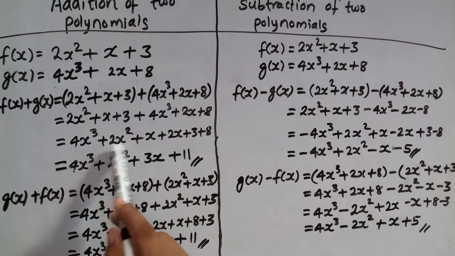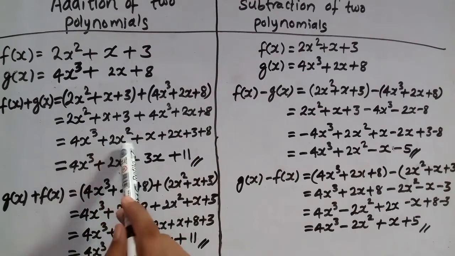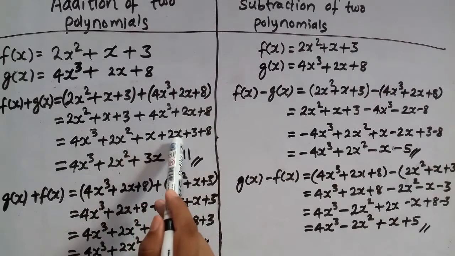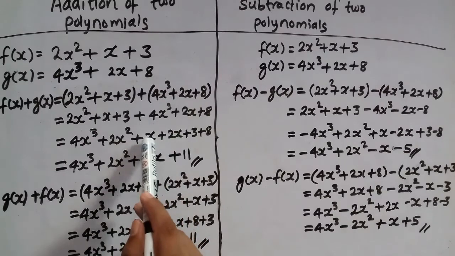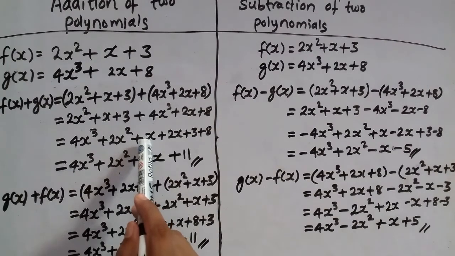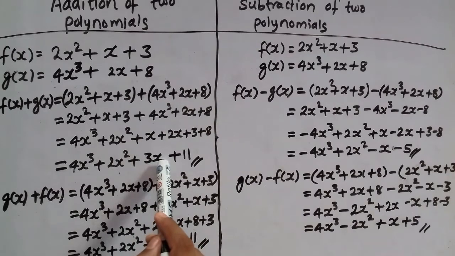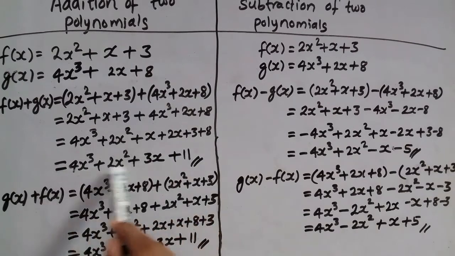Now we have to add these like terms. These two are not like terms, so we cannot add them and write them as they are. But these two are like terms, and for like terms we add their coefficients. Here the coefficient is 2, and here the coefficient is 1, because no number is given, and as we have learned previously, if no number is given, the coefficient is 1. So 1 plus 2 is 3, and x is written only one time, and 3 plus 8 is 11. So this is our answer.